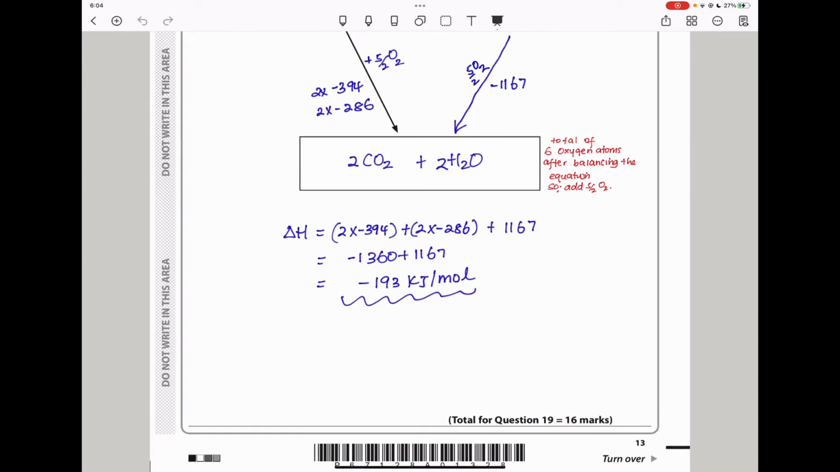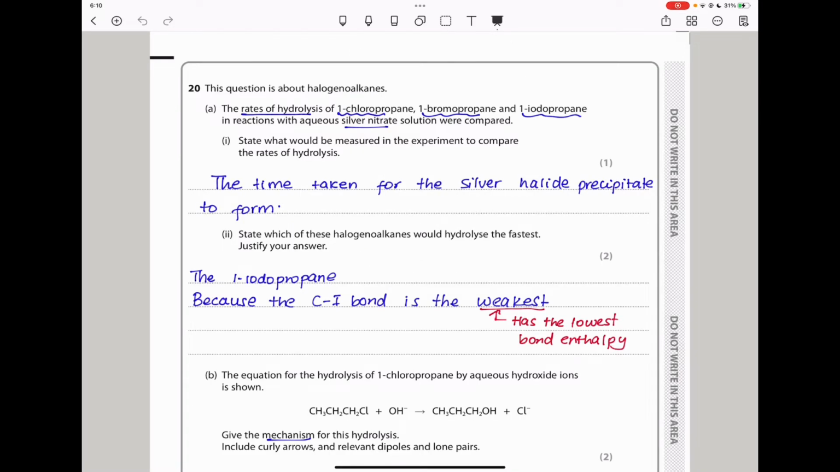So this brings us to the end of question 19. Let us continue to question 20. Question 20 says, this question is about halogenoalkanes. They say the rate of hydrolysis of 1-chloropropane, 1-bromopropane, and 1-iodopropane in reactions with aqueous silver nitrate solution were compared. They want you to state what would be measured in the experiment to compare the rates of hydrolysis.